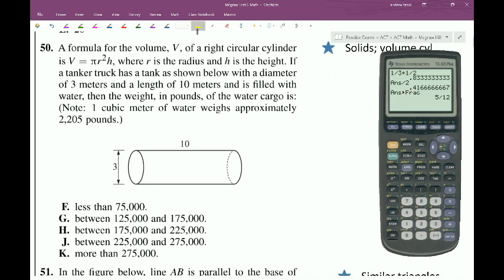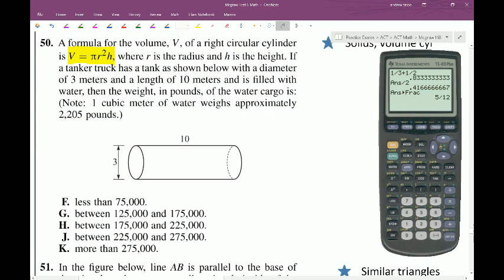Okay, so they give us a volume formula for a cylinder, and they give us the dimensions. Let's see. If a tank or trunk has a tank as shown below and is filled with water, then what is the weight in pounds of the water? Well, first let's find the volume. So the volume is pi r squared h. So that's going to be pi times 1.5. Notice the radius would be 1.5, not 3.